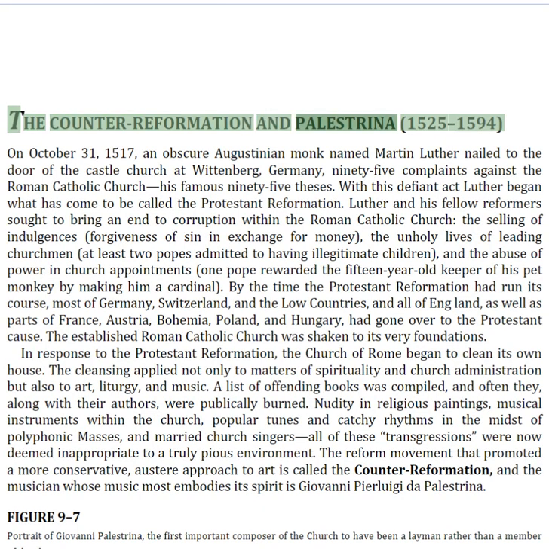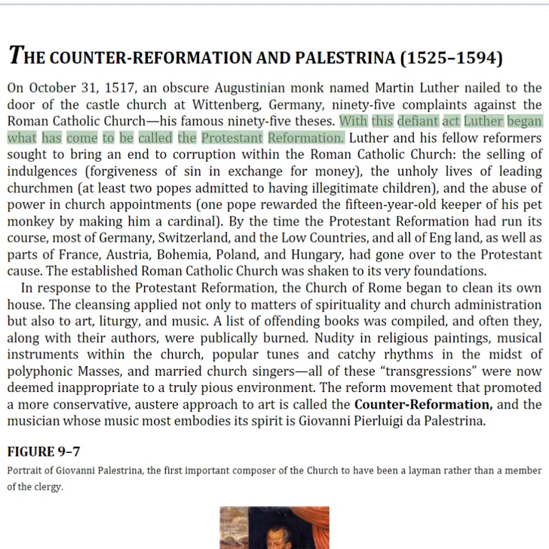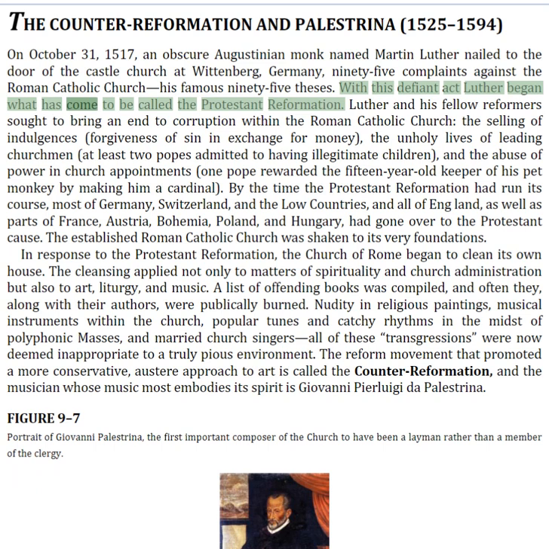The Counter-Reformation and Palestrina. On October 31, 1517, an obscure Augustinian monk named Martin Luther nailed to the door of the castle church at Wittenberg, Germany, 95 complaints against the Roman Catholic Church, his famous 95 Theses. With this defiant act, Luther began what has come to be called the Protestant Reformation.